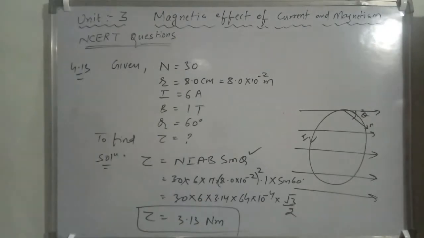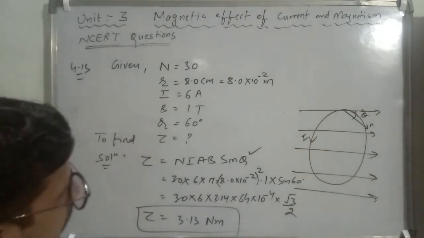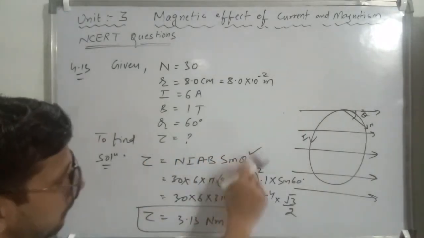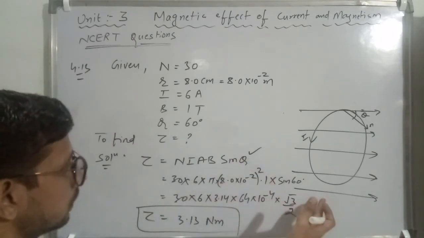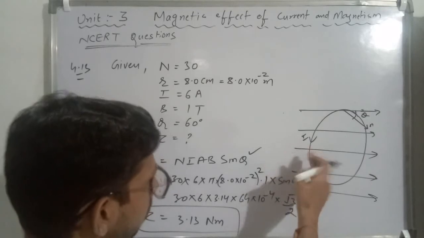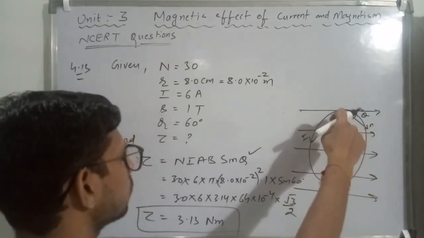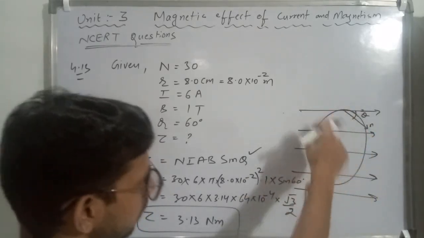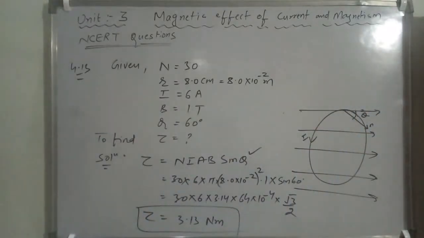This counter torque is required to keep the coil in its original position. And the second part: the answer will not change, because the torque does not depend upon the shape of the coil. So in the second part, you can write that the torque will remain the same whether it is a circular coil, a rectangular coil, or an irregular shape.